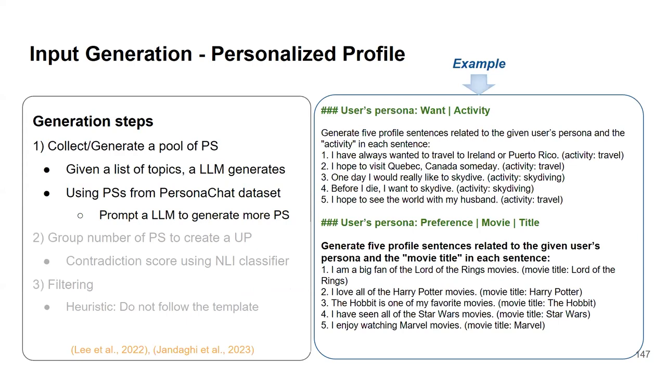For generating these user profiles, first we can collect or generate a pool of profile sentences. We can use crowdsourced datasets of user profiles. We can also prompt an LLM to generate more profile sentences for us. For example, we can see the prompt that PersonaChat Gen used to generate more profile sentences for different topics.